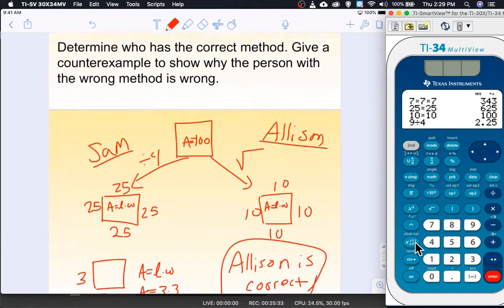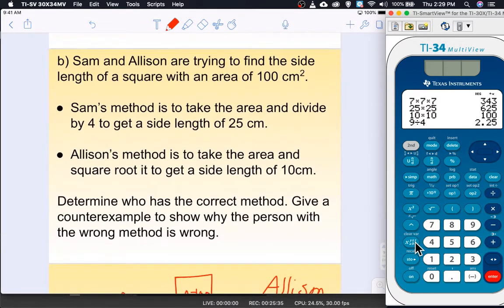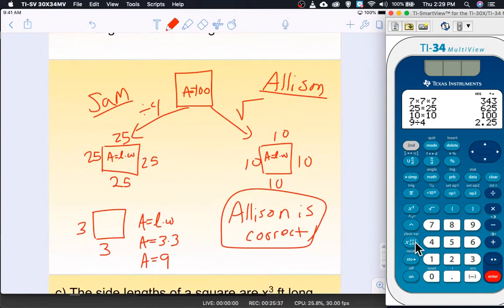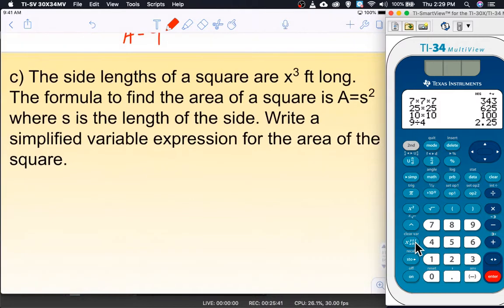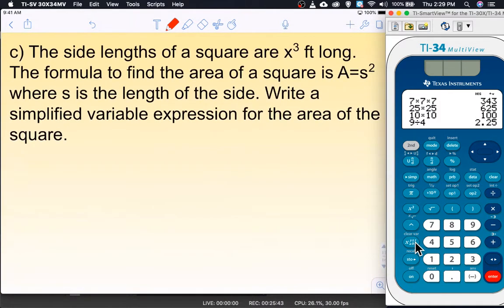And we have this whole separate page in here because the words take up that entire page. Letter C. The side lengths of a square are x cubed feet long. The formula to find the area of a square is A equals s squared, where s is the length of a side. I want you to write a simplified variable expression for the area of the square.